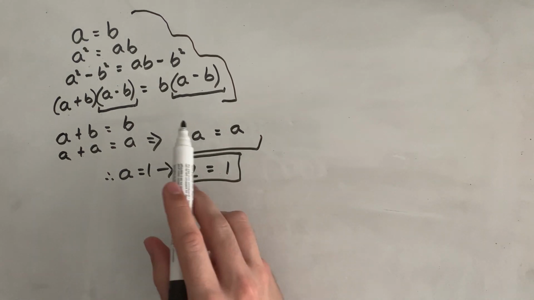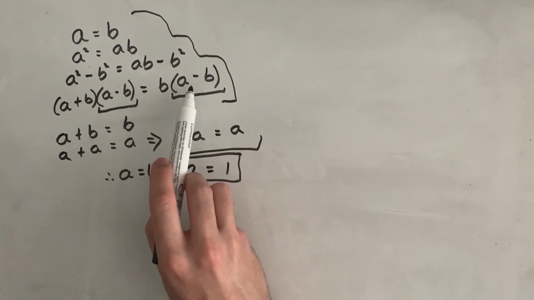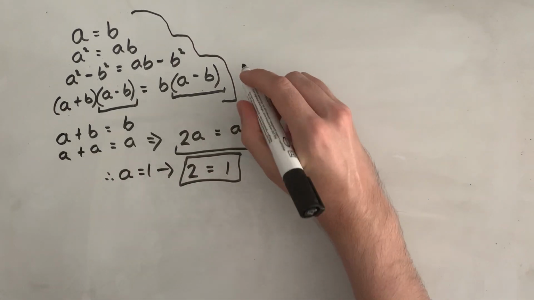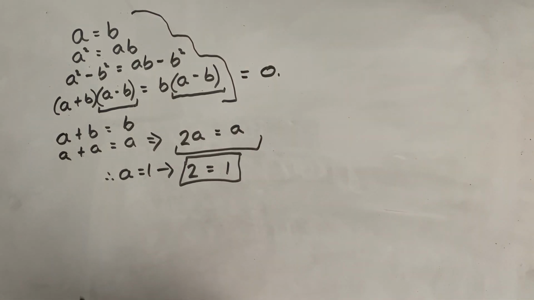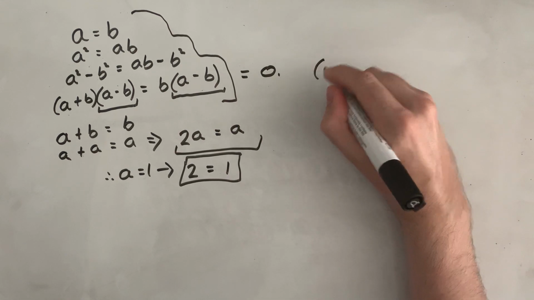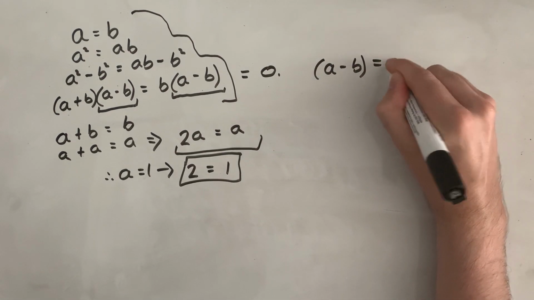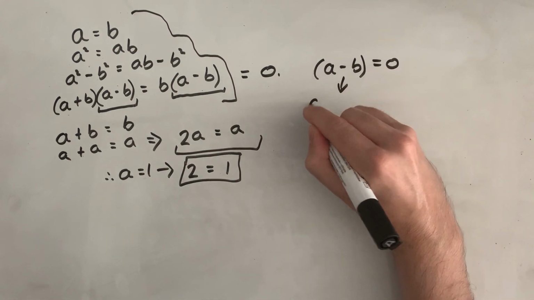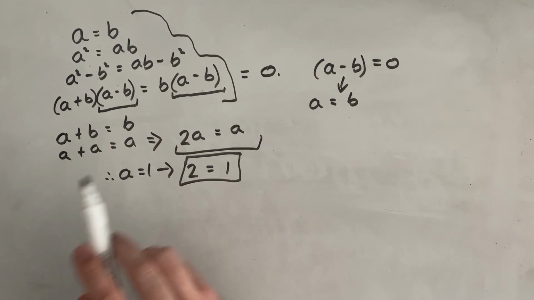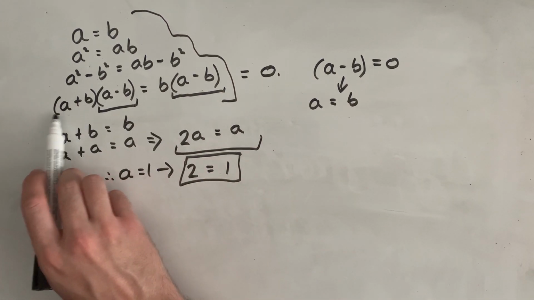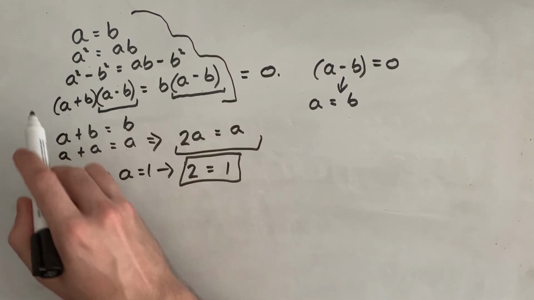For those of you that spotted it, the issue actually comes from the fact that when we factorize, this line here is true, but it's because the whole line is actually equal to 0. And the reason for that is that this A minus B term is of course 0, because A equals B, as we see here. So actually all this line is saying is that 0 is equal to 0, which of course holds true.